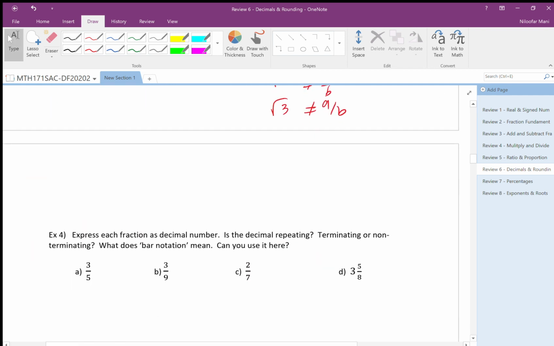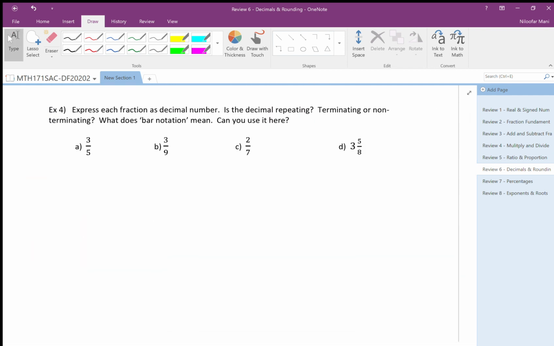So, express each fraction as a decimal number. Is the decimal repeating, terminating, or non-terminating? Okay? These are what I talked about already. So, this one is 0.6, so this is terminating. This one is 1 over 3, which is 0.3 forever. I use this line because 3 is repeating. 3, 3, 3, 3. Use your calculator, you can see.